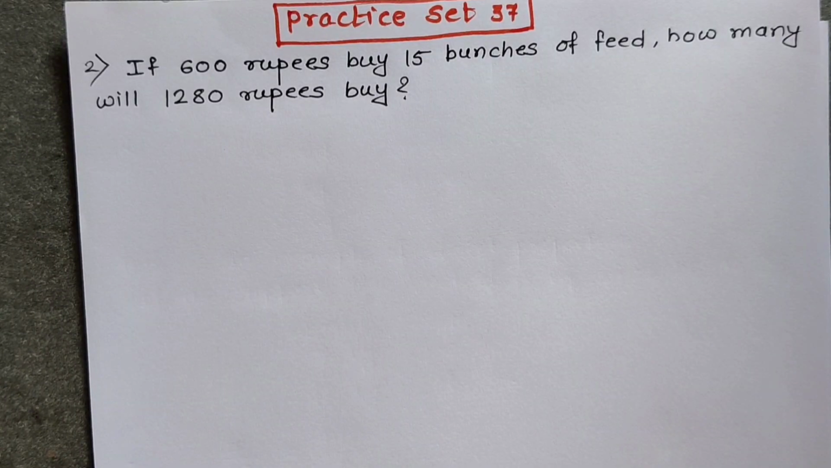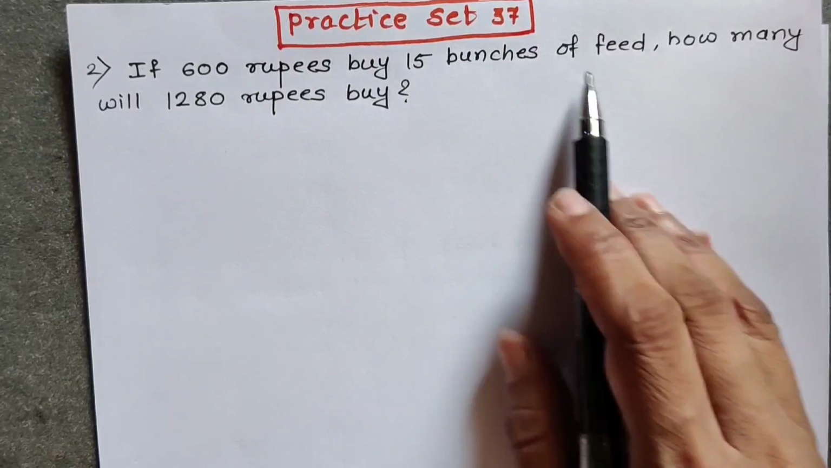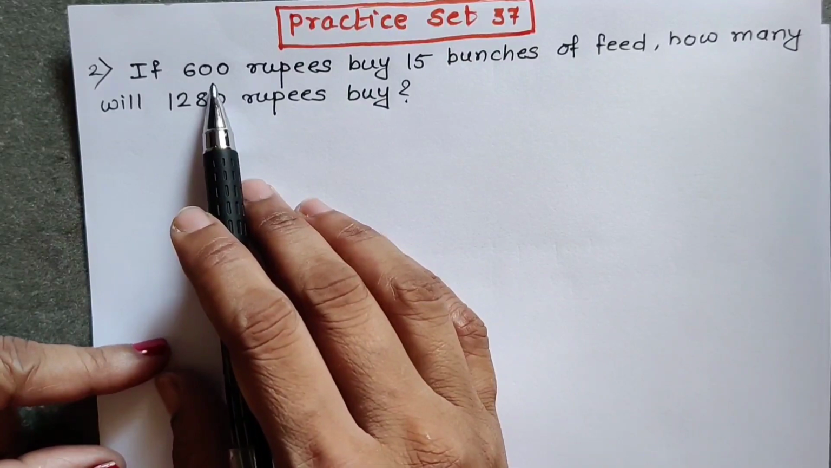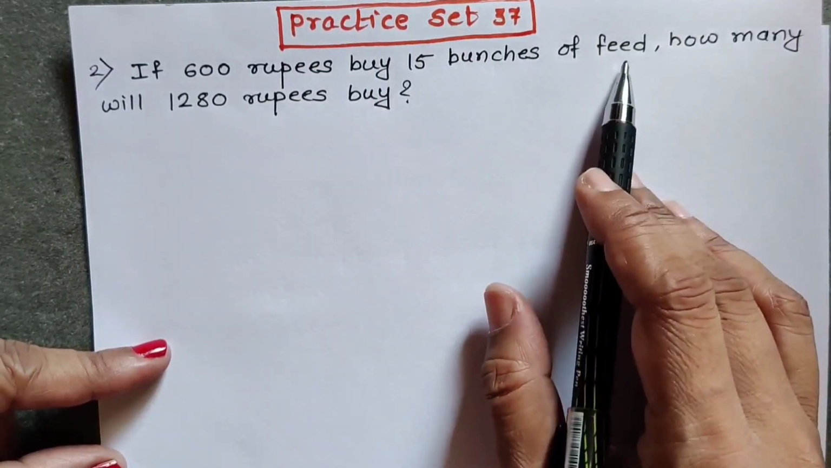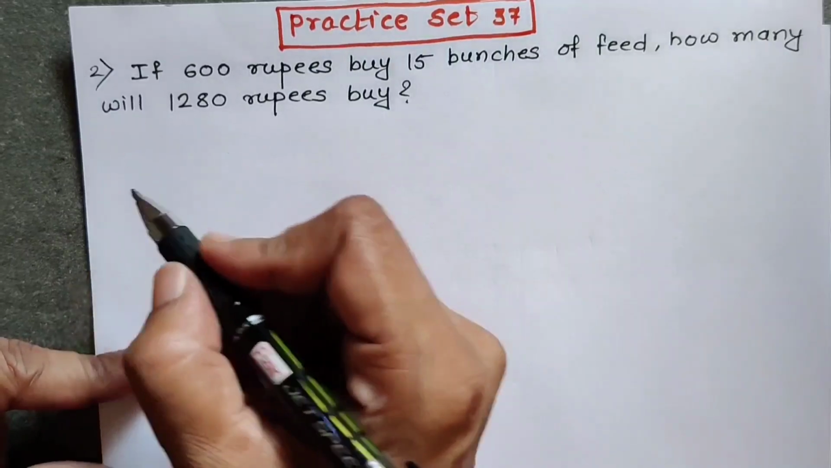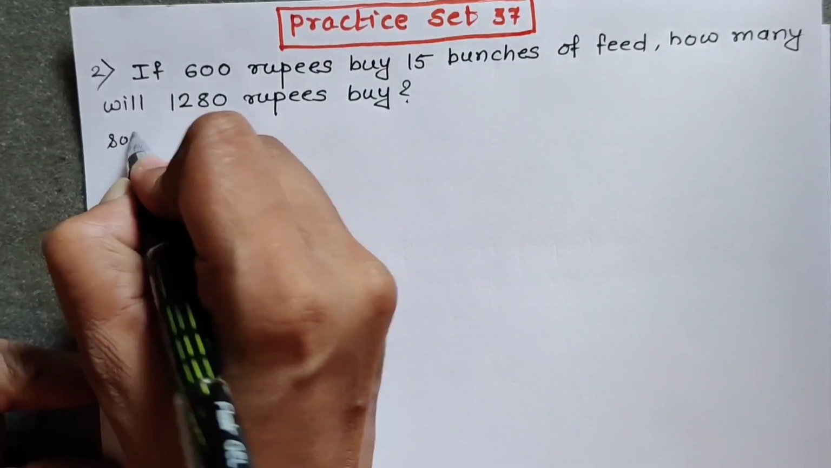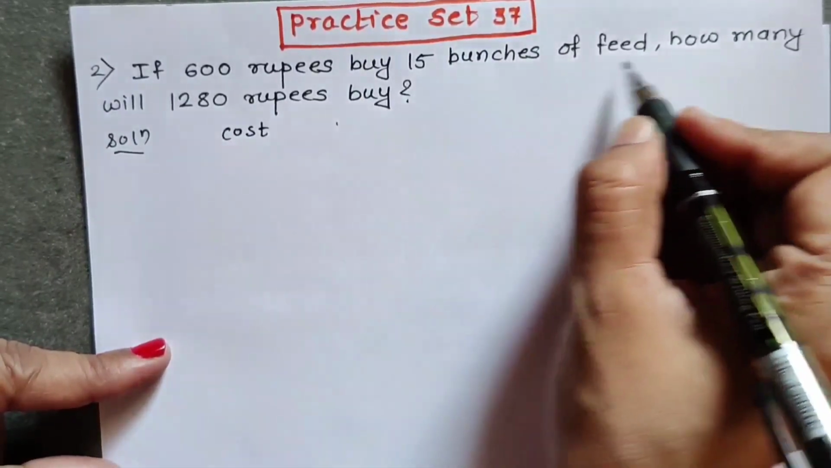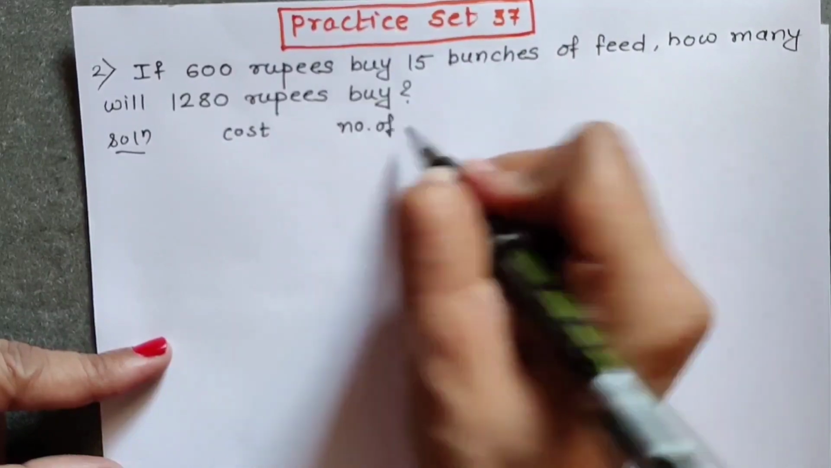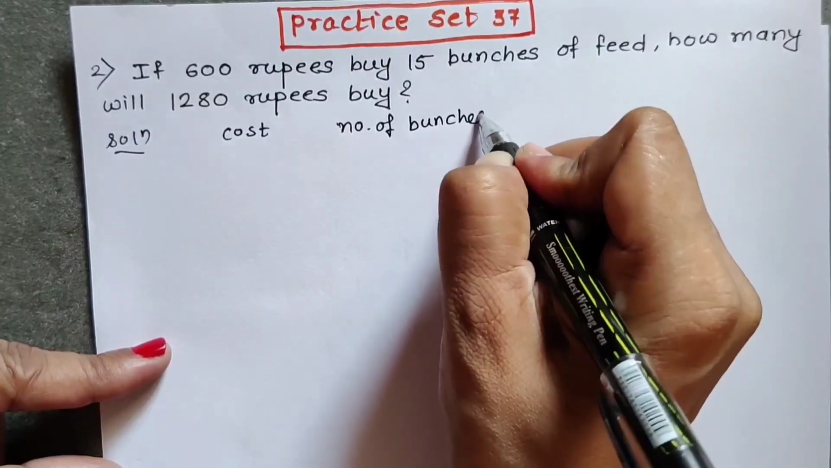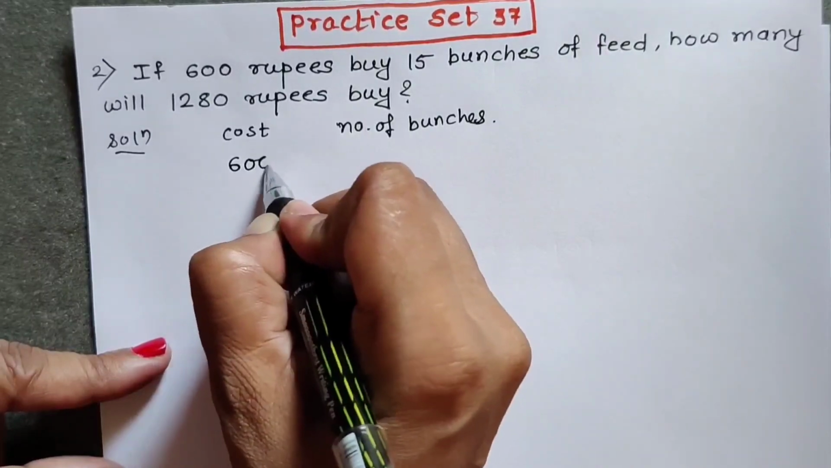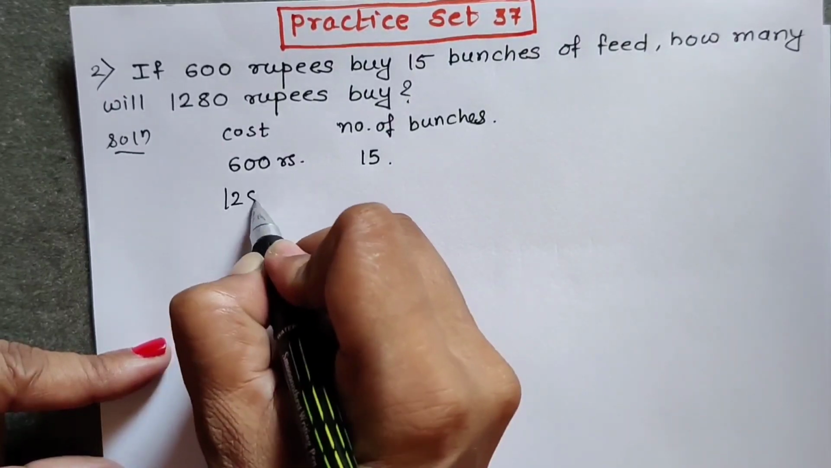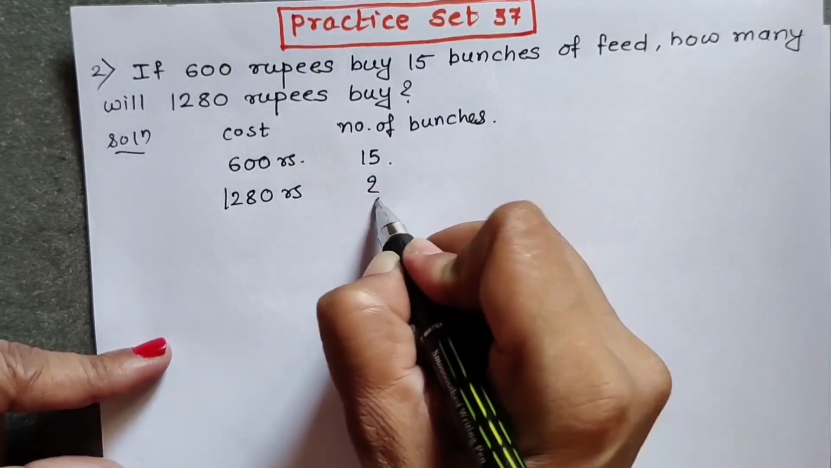Now see the second question. If 600 rupees buy 15 bunches of feed, how many will 1280 rupees buy? So here again the cost and the number of bunches of feed are given. So let us check what type of proportion is there. So cost of bunches is there and number of bunches of feed is there. So number of bunches I write here. So when the cost is 600 rupees, we get 15 bunches. And when the cost will become 1280 rupees, how many bunches we can get?